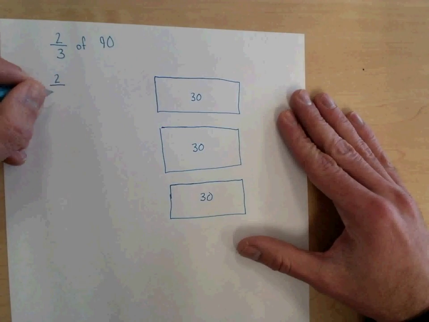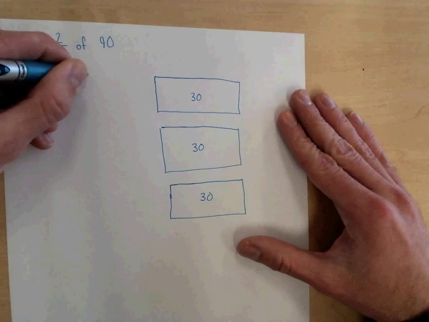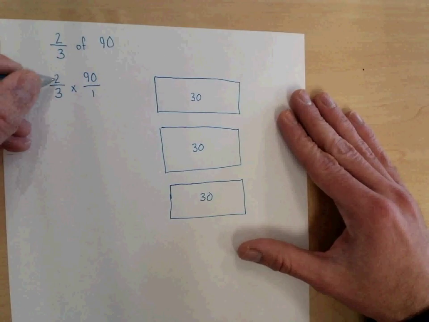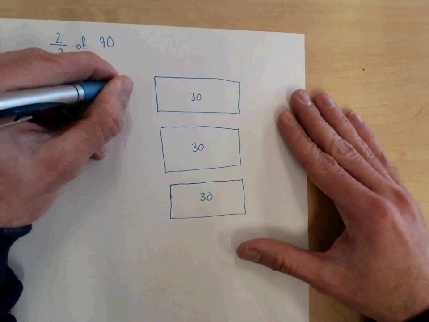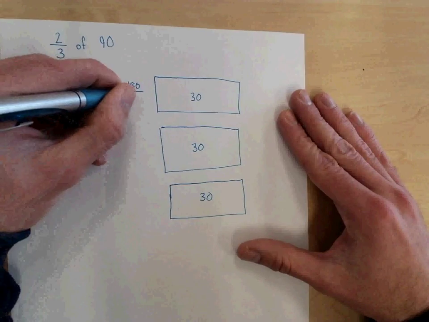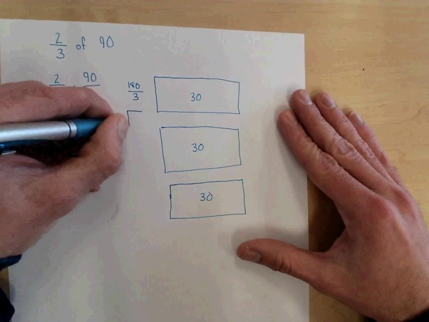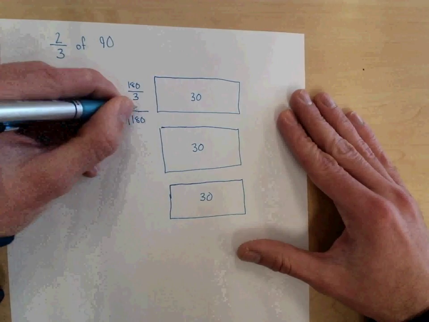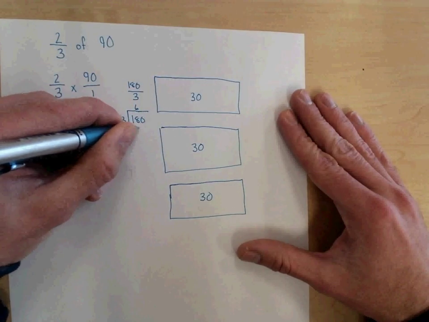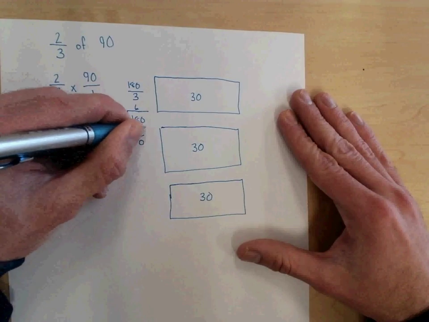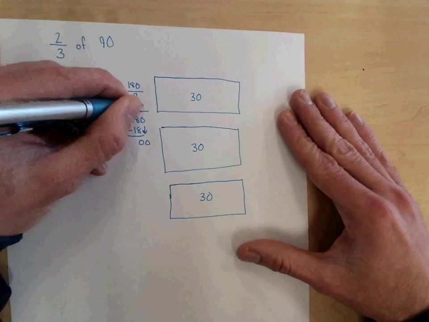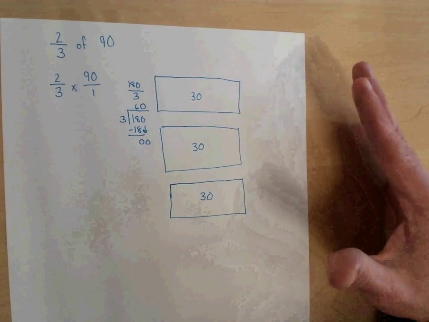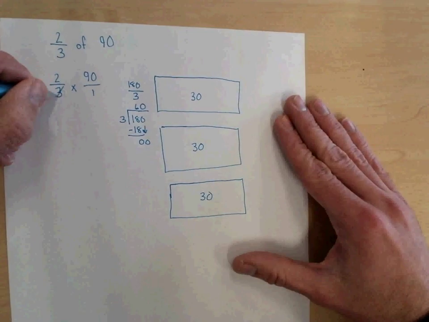I want them to go like this too: 2/3 times 90 over 1. They're going to set that up. Again, they can multiply across and say, okay, this is 180 divided by 3, and that goes in there 6 times. 18, subtract, bring down the 0. How many times? That's 0. That's 60.